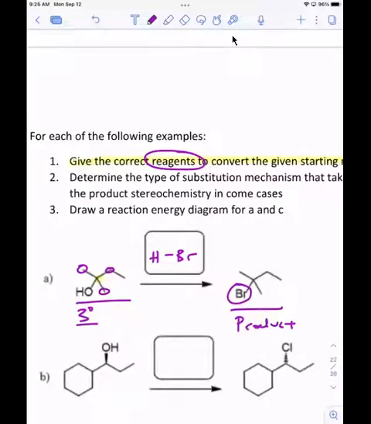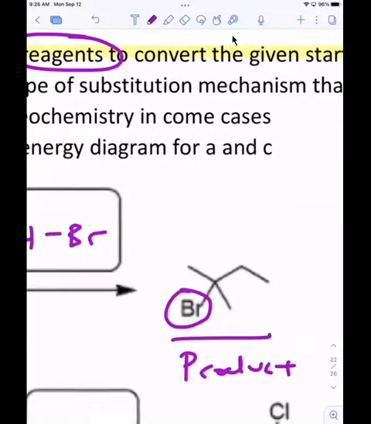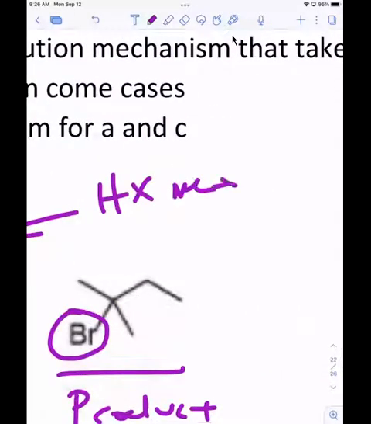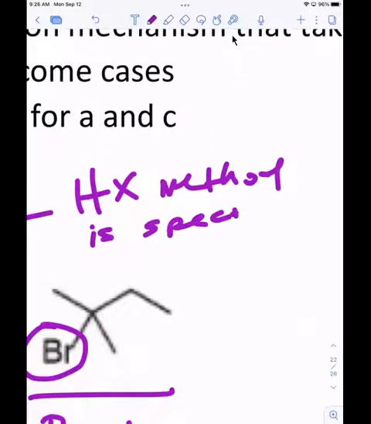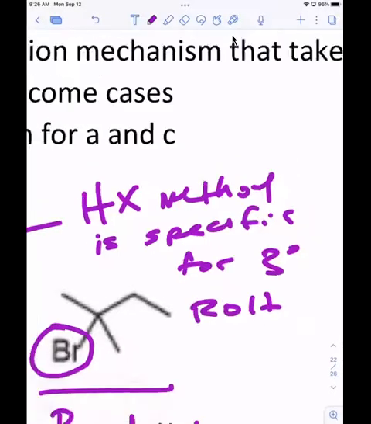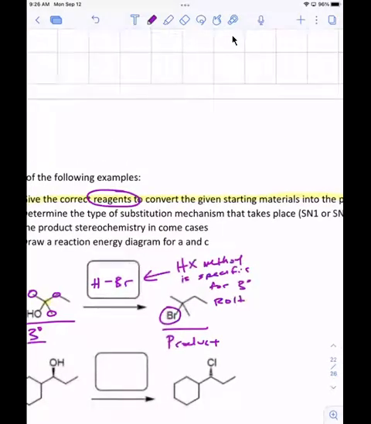I just put the bond there. You don't have to show that sigma bond when you write out HBr, but I wrote it. But yes, that's what you're using. This method, the HX method, is specific for tertiary alcohols. We know that. We looked at three methods and the mechanism for each method.